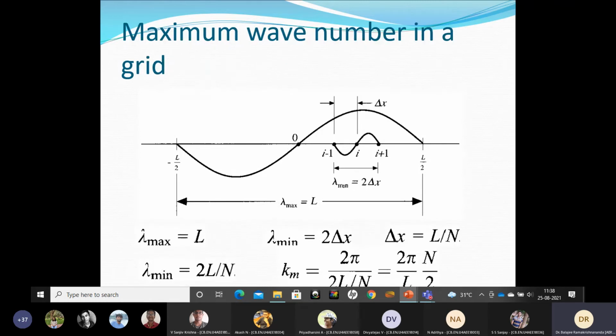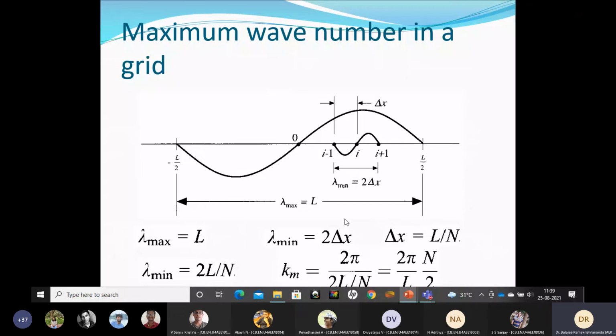See, look at this figure. The largest wave will have km equal to 1, from minus L by 2 to plus L by 2. Now, if it has n plus 1 points, the number of divisions will be n. Because if you have 2 points, you have one division. If you have 3 points, you have 2 divisions. If you have 4 points, you have 3 divisions, and so on. So delta x will be L by n. N is the number of divisions, so the number of points will be n plus 1.